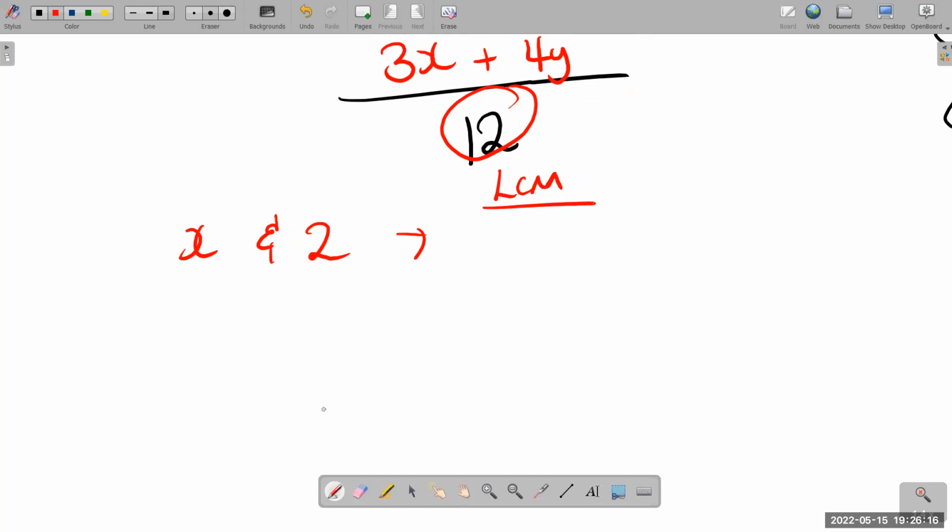Austin said 2x. Do you agree? It's just like saying 2 and 3. 2 and 3 don't have any factors that are alike, so you have to multiply them. That will give me 6. The same concept applies to variables and numbers. There's no common letter or common number, so I have to multiply 2 times x to get 2x.